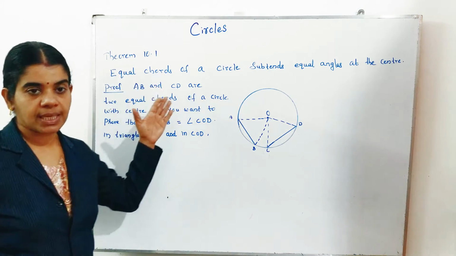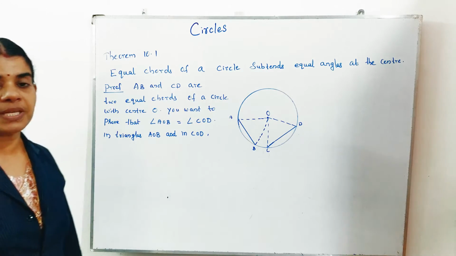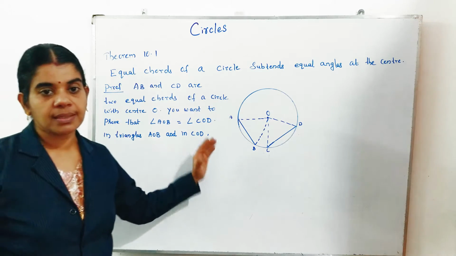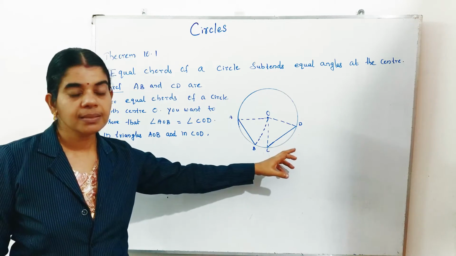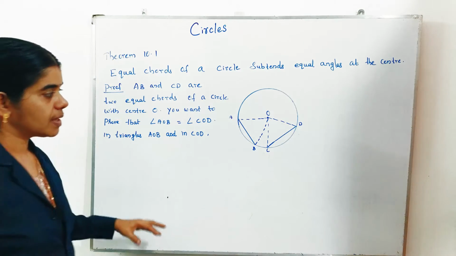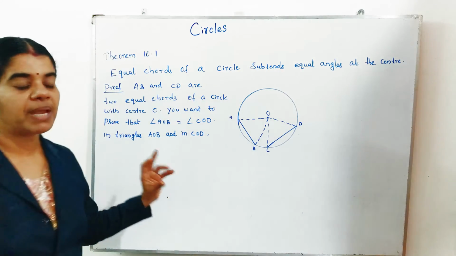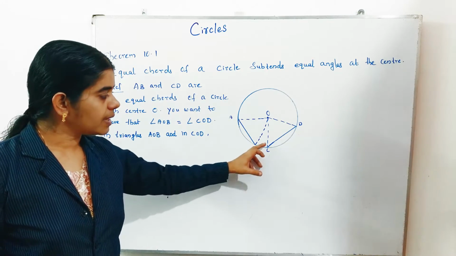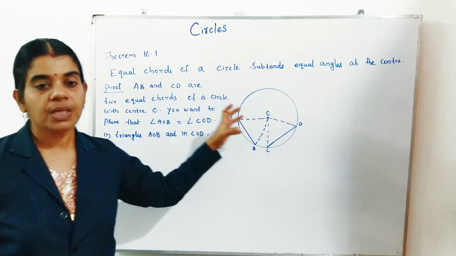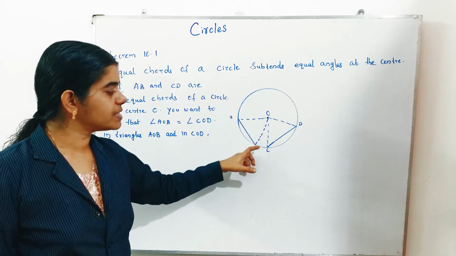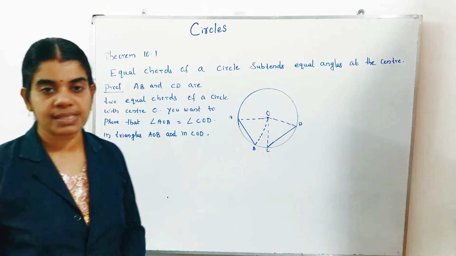Next we are discussing one theorem. Equal chords of a circle subtend equal angles at the center. Subtends means makes. Two equal chords are there that make equal angles at the center. AB and CD are the two equal chords. AOB is the angle made by the chord AB and COD is the angle made by the chord CD at the center O. You want to prove that angle AOB is equal to angle COD. That means equal chords make equal angles at the center.